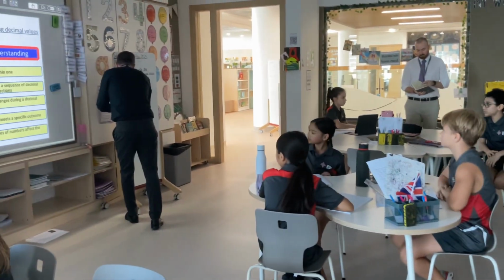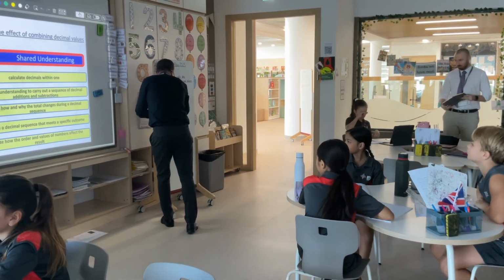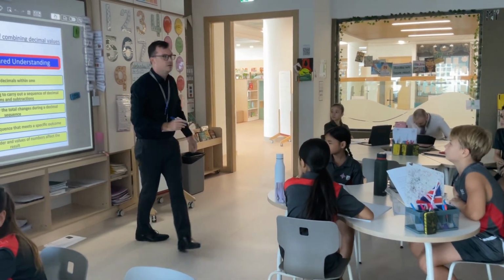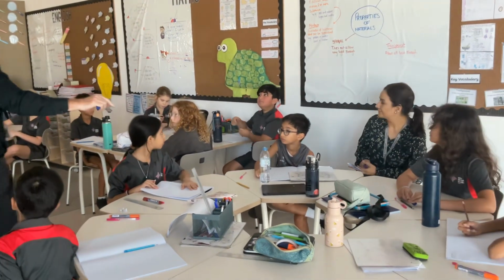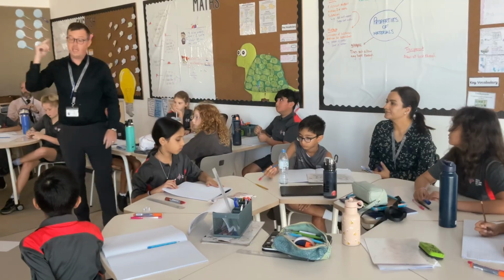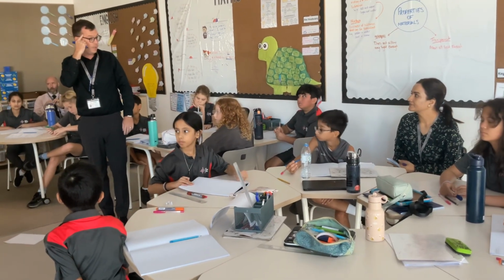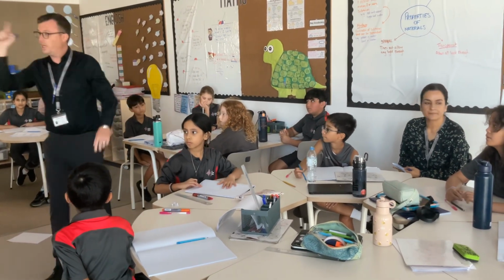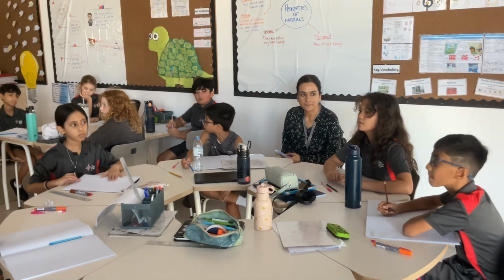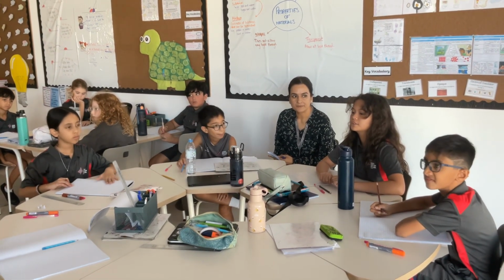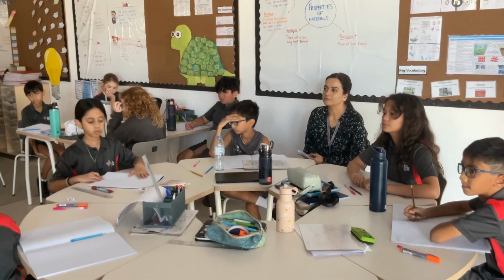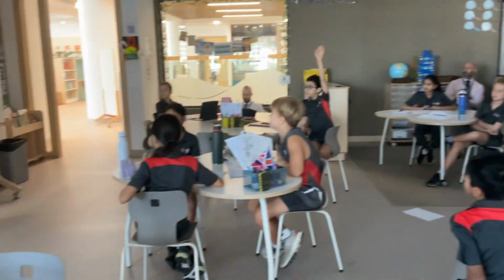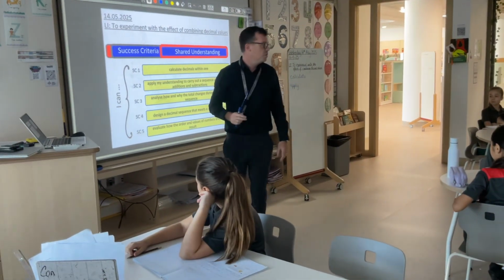Okay? What else do I need to do? Somebody on this table. Right, to calculate, I'll need to know addition. Good. What else do I need to do to be successful with our success criteria? Apply. To apply your understanding. So you need to calculate, and then you need to apply what you know about calculation. What else do you need to do?